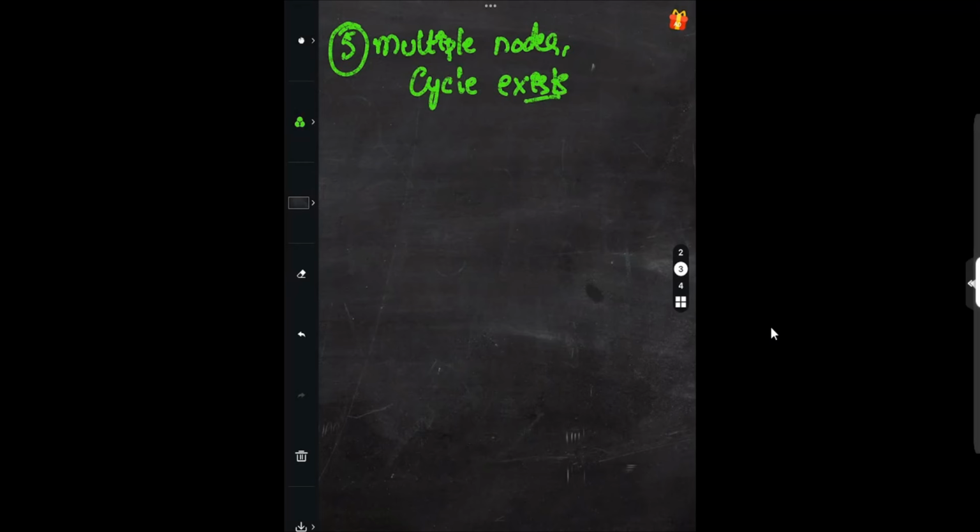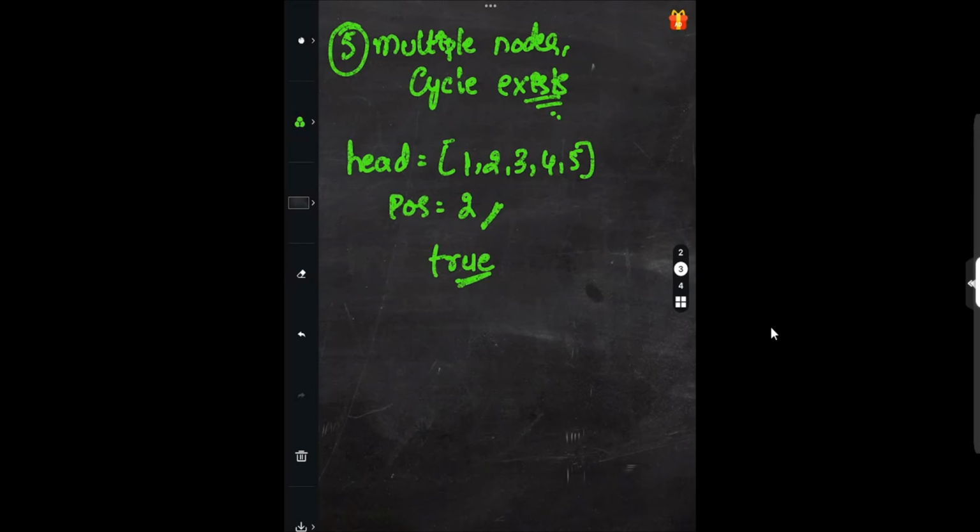Cycle exists, right? So here let's consider the input head: 1, 2, 3, 4, 5. This is fine. Position, let's give here 2. The output will be true here. Why will the output be true here? Because the tail of the list connects back to the second node.